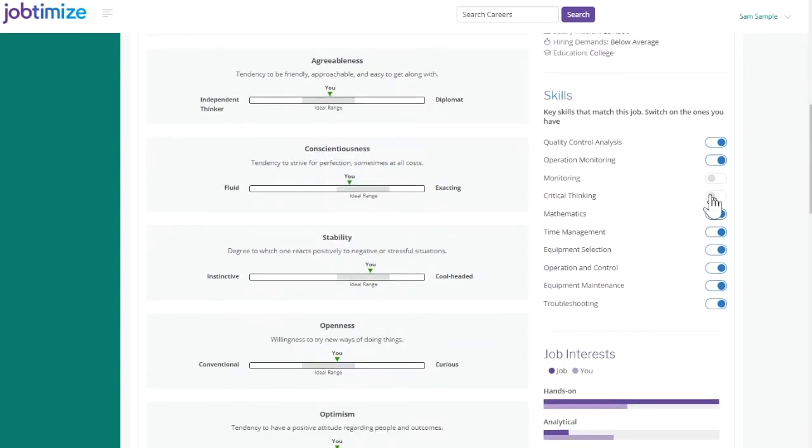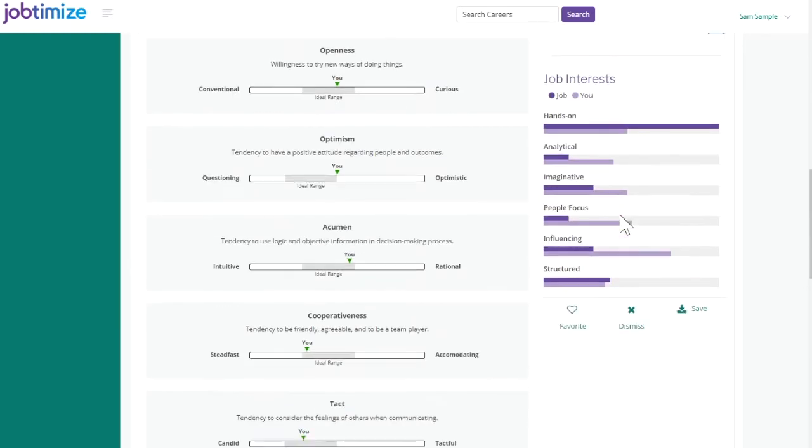The other is, frankly, as you're interacting with the platform, you may say to yourself, you know what, these skills aren't turned on, but I think I got them. So you could turn on critical thinking, and the system would accept that and add it to the list of skills that we think you have. If there's a skill here that you don't think you have, so you don't have that much experience with time management, for example, you could just as easily turn it off, and it's not going to hurt you, but it would certainly give you a closer view of what you might need to pick up skills-wise in order to be really prepared for this job.